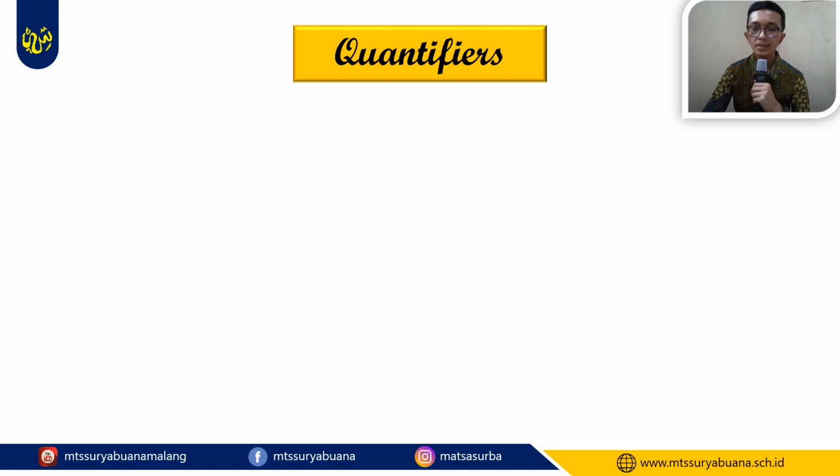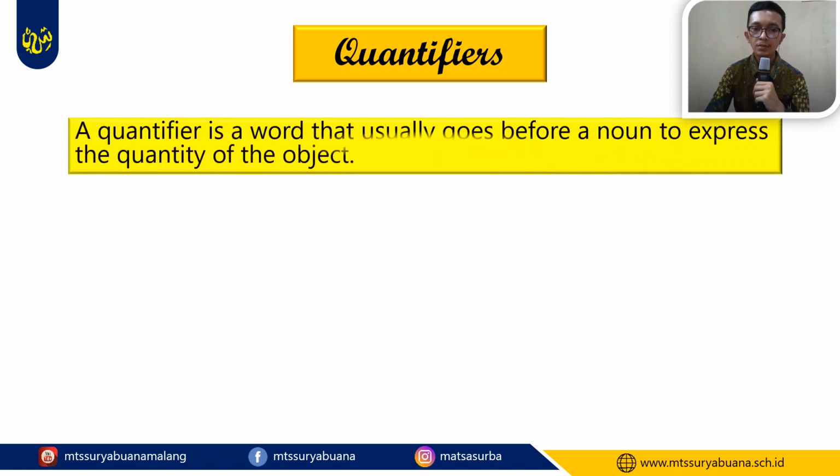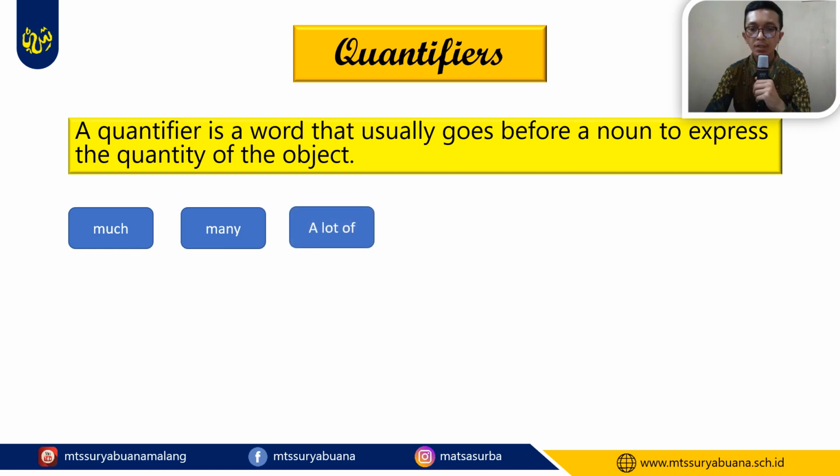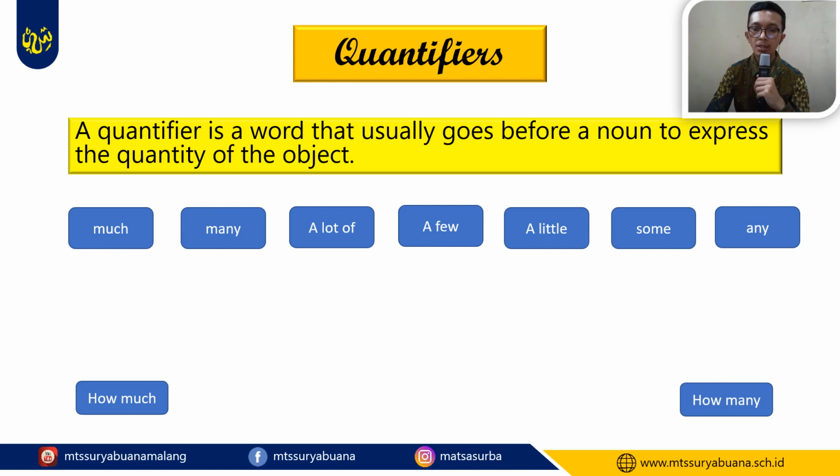The next explanation is about quantifiers. I will tell you what quantifiers are. Okay, students, a quantifier is a word that usually goes before a noun to express the quantity of the object. There are some quantifiers: much, many, a lot of, a few, a little, some, any, how much, and also how many.